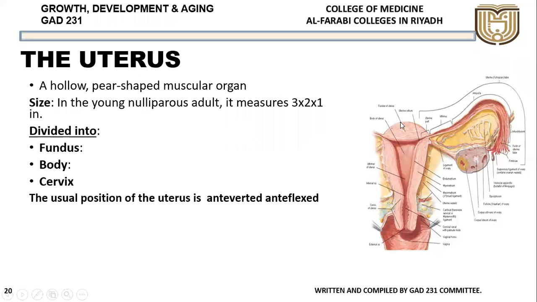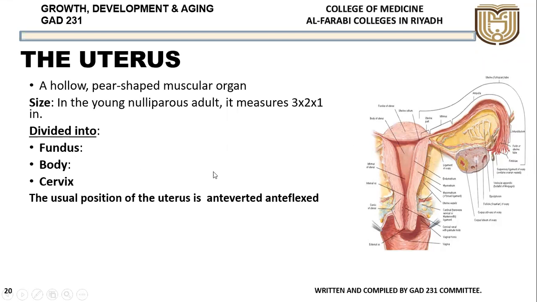The fundus is the top part above the opening of the fallopian tubes. On either side, the fallopian tubes are opening. So above that part is called the fundus of the uterus. The remaining part is called the body, and the lowermost part is called the cervix. So there are three parts: the fundus, body, and the cervix.